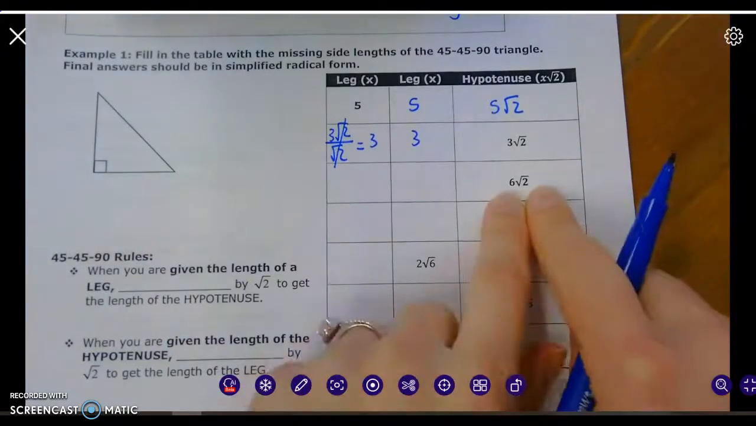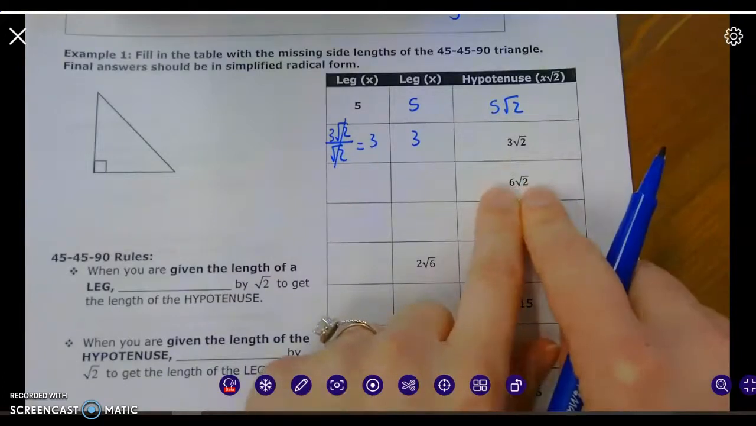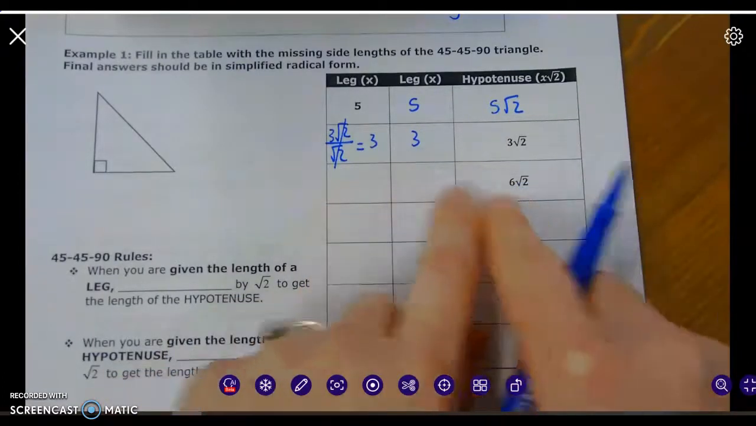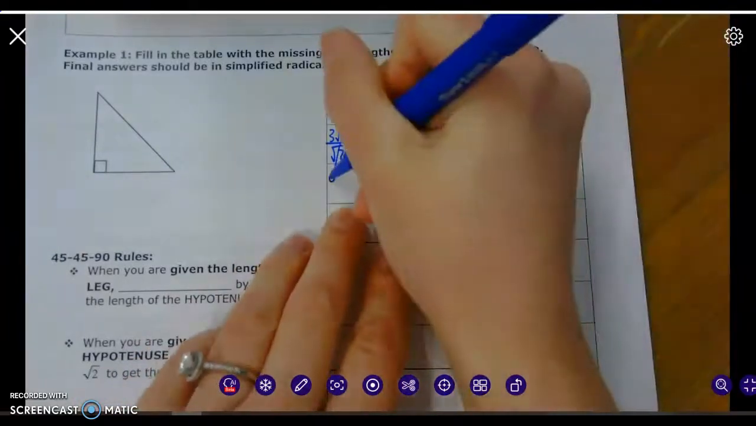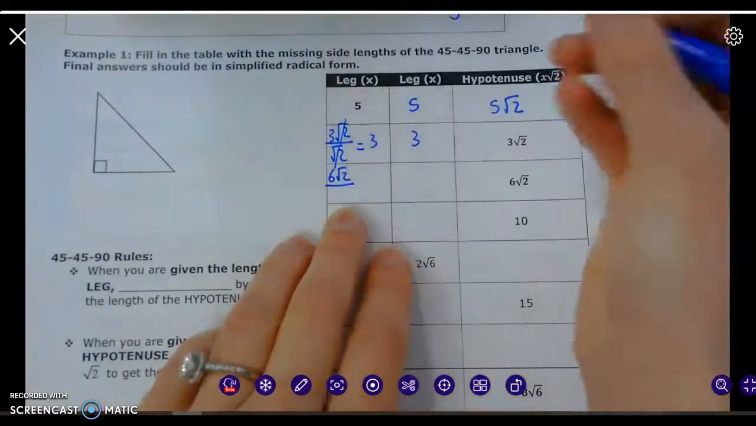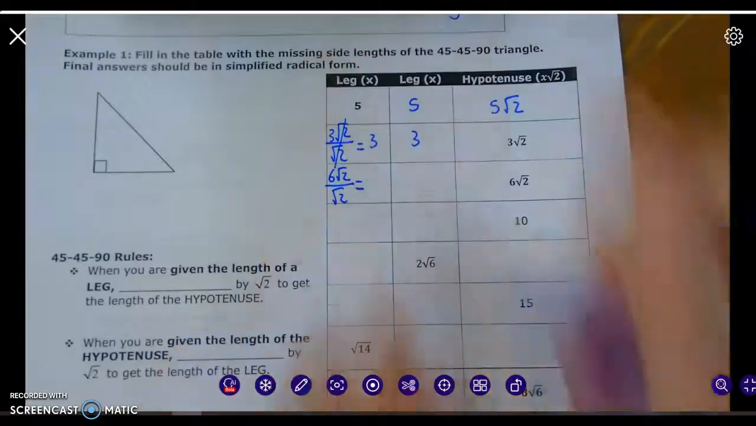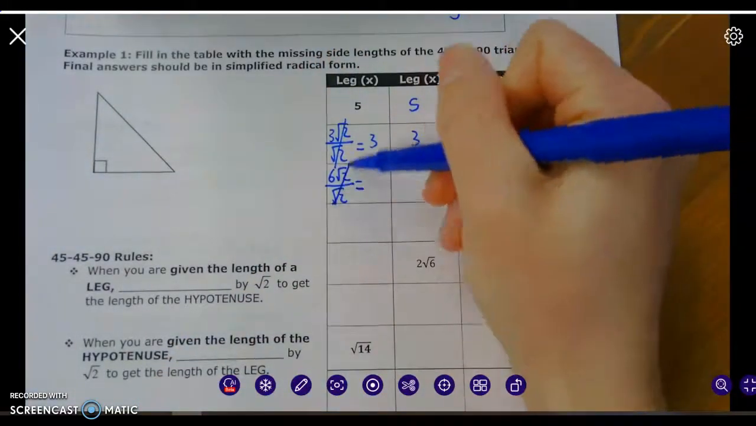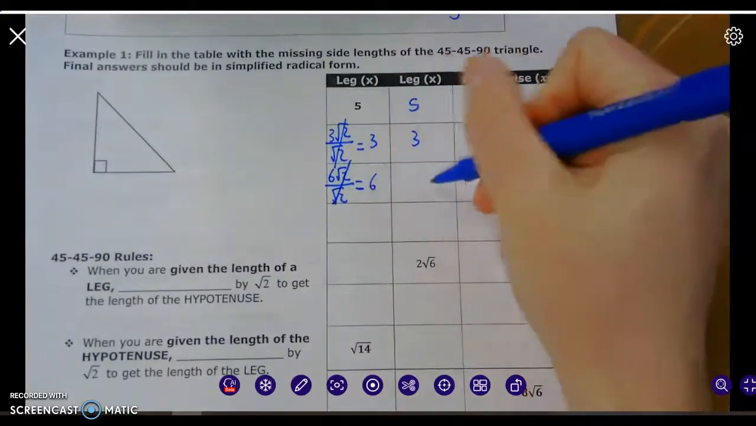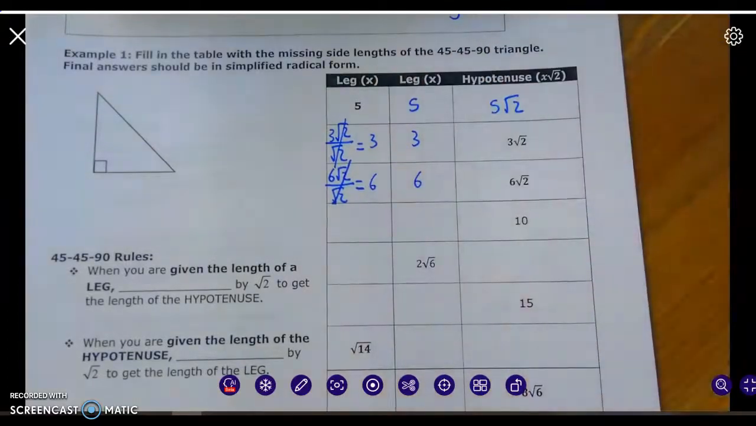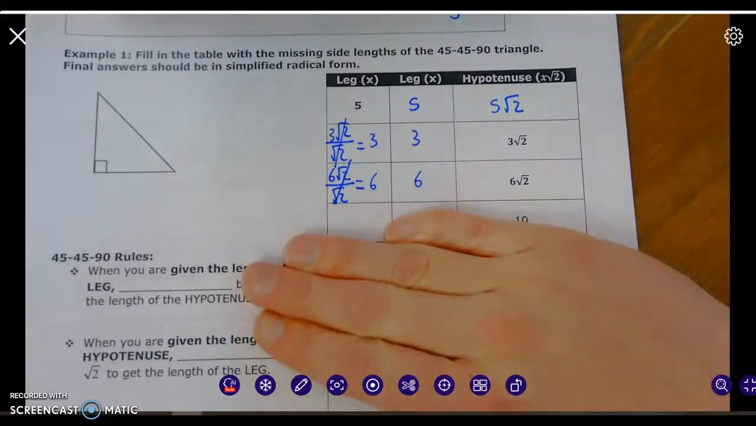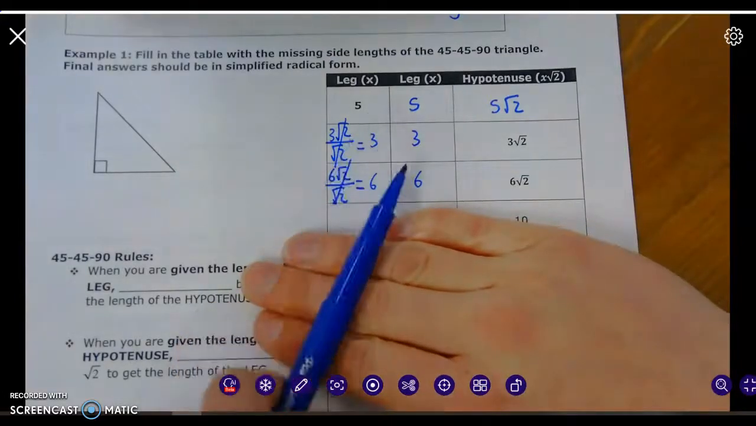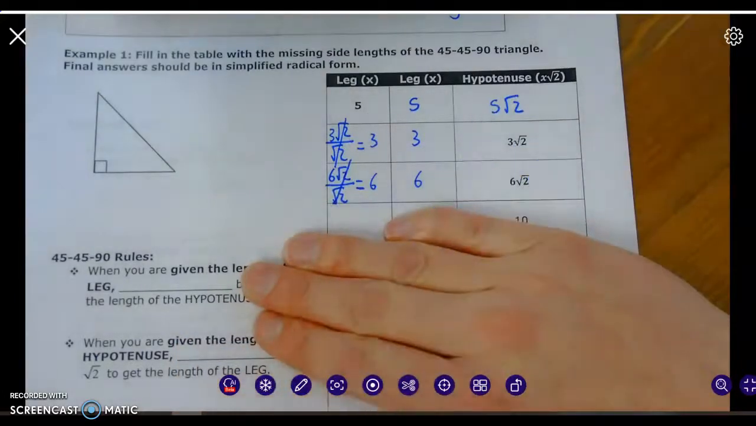Okay, next one. So we're going backwards again. We have the hypotenuse. We're finding the leg. So we're going to use division. So we're going to take that 6 square root of 2 and divide by square root of 2. All right, so these cancel. Then we just have 6 and 6. Okay, have I lost anyone yet? Okay, so that first 3 rows are pretty nice, right? We just have the whole numbers and then the whole number with the square root of 2.